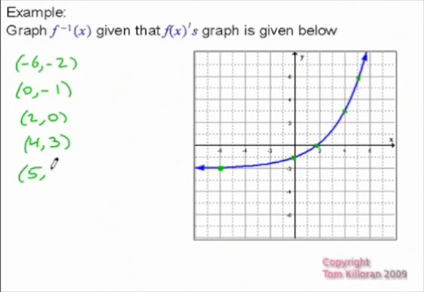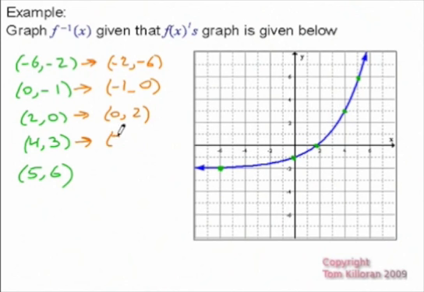And since an inverse function reverses the domain and range literally, all we're going to do is switch all these domains and ranges. So this -6, -2 would become -2, -6. 0, -1 would become -1, 0. 2, 0 would become 0, 2. 4, 3 would become 3, 4. And 5, 6 would become 6, 5.